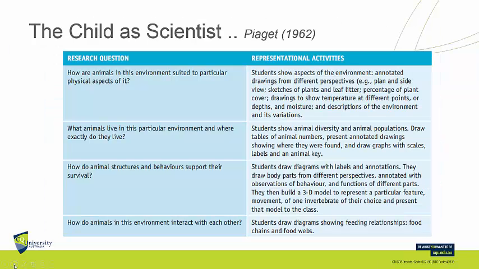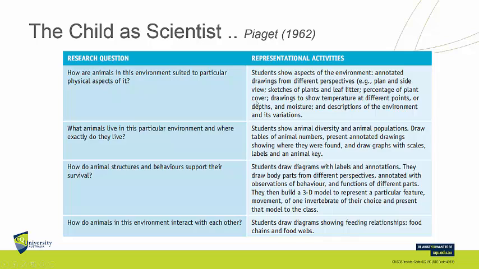Piaget, 1962, the child as a scientist. We can look here, for instance, at how we can send the child out into the playground, out into their own school ground. How are animals in this environment suited to the physical aspects of it? And here are some of the things they can do. Okay? Plan and side sketch.